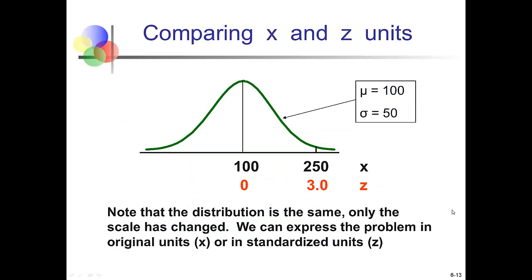Here's a picture to represent that same thing. We see this normal distribution centered at 100 with a standard deviation of 50. In z terms, that 100 is actually 0 because 100 is the mean. It's no standard deviations away from itself. 250 is 3 standard deviations above the mean.